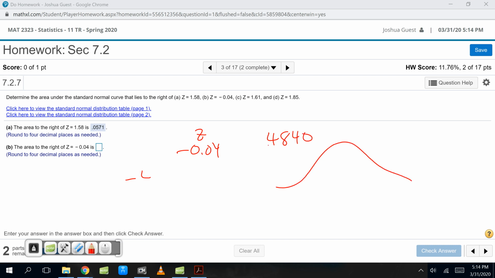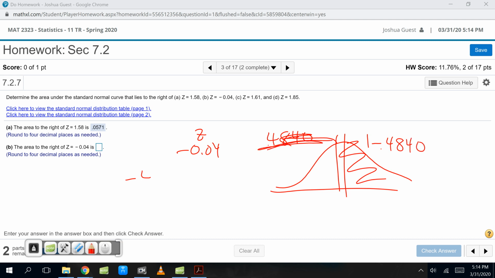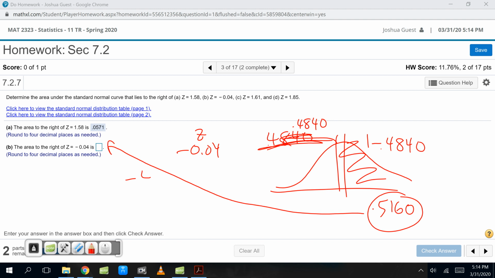So then again, we have our Z score right here. This piece over here is 1 minus 0.4840, right? To the left is 0.4840, and then to the right is 1 minus that. So that should be 0.5160 when you subtract, and that is what goes in the box right there, okay? 0.5160.